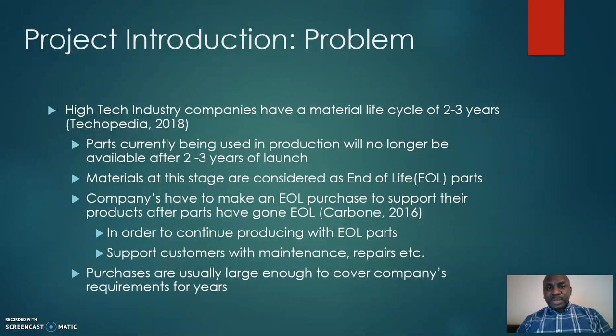For example, if a company intends to produce a particular product for 7 years and it's using parts in its design that will go end of life in about 3 years, it means on the third year of those parts' life cycle, the company will have to make an end-of-life purchase that will last them enough for 4 good years.